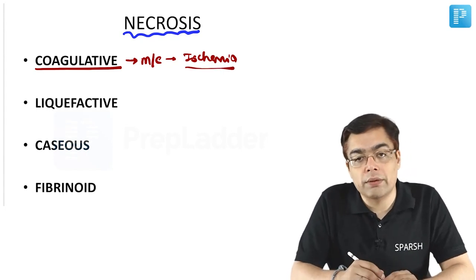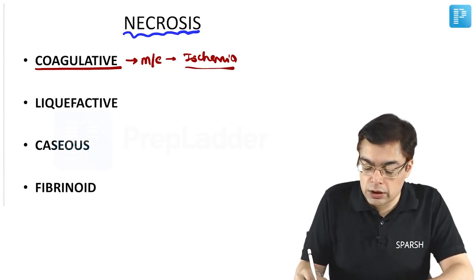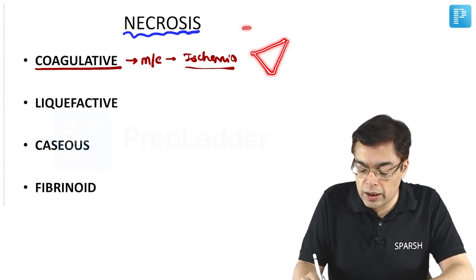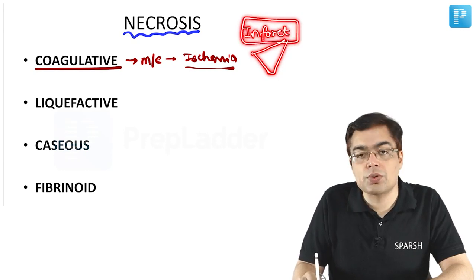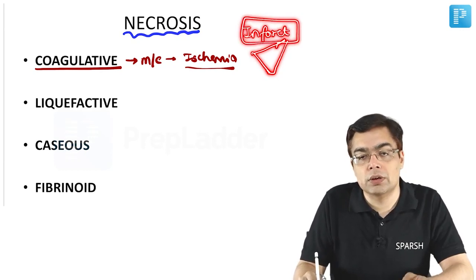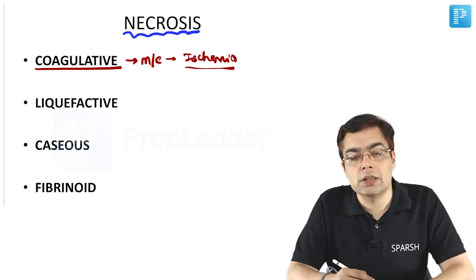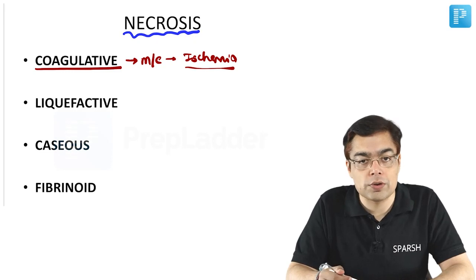Now, this kind of coagulative necrosis is going to typically manifest in the form of development of a triangular shaped area, which is going to be given the name of an infarct. So, a wedge shaped or triangular area which is seen because of deprivation of the blood supply is going to be given the name of an infarct. Such kind of infarcts are very common in almost all organs of the body.